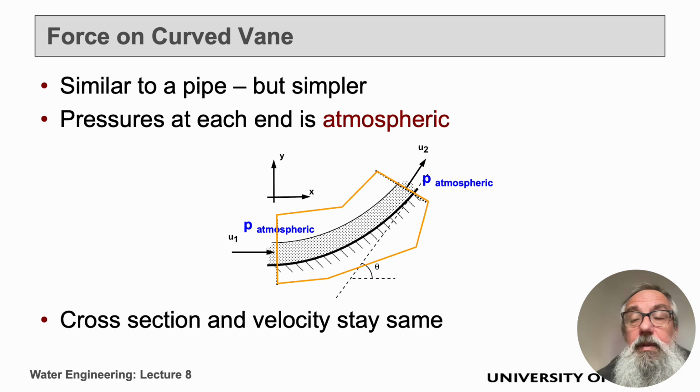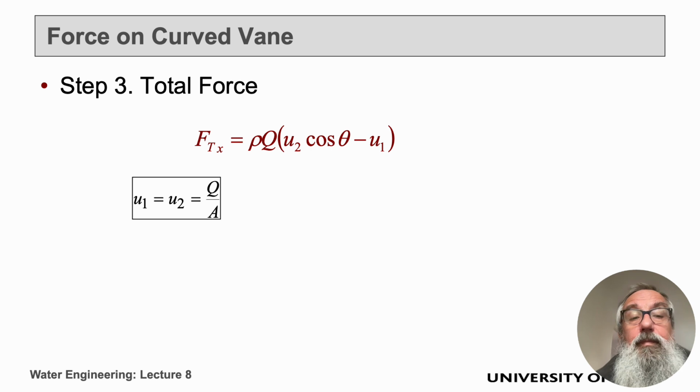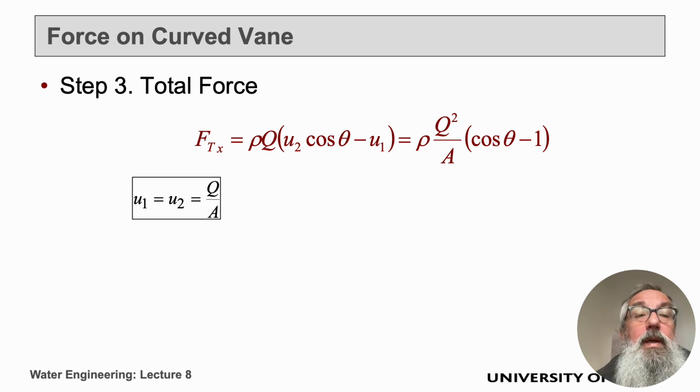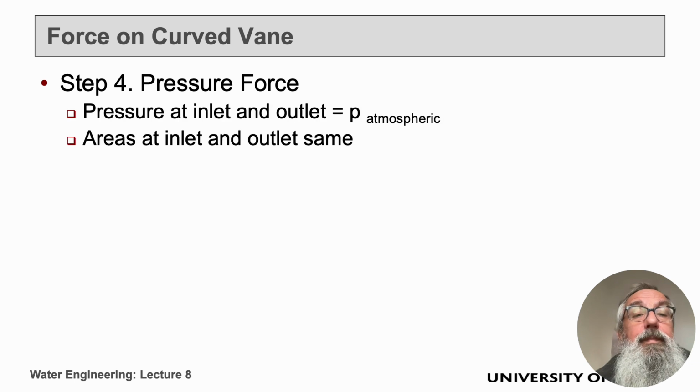Control volume, same as we would draw for a pipe. Total force in the x direction: rho q (u2 cos theta minus u1), where u2 equals u1. So we can simplify that total force equation, getting rid of the u, replacing it with the q. So we have rho q squared over a, (cos theta minus 1). And in the y direction, similarly, we can remove the u and replace it with a q. So we've got an unknown q.